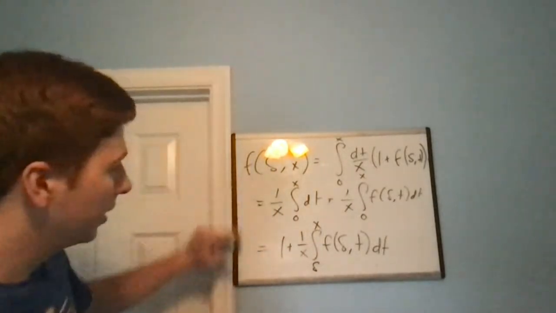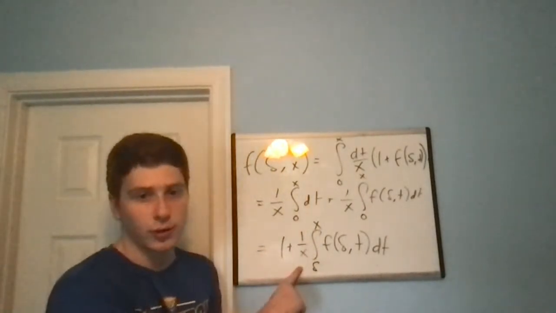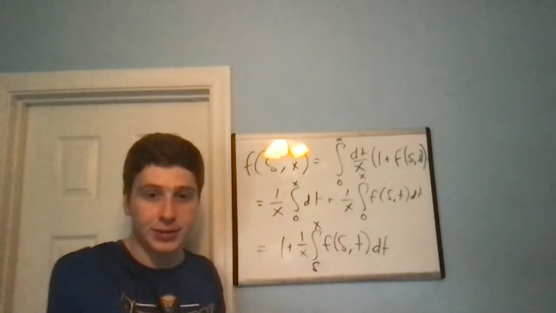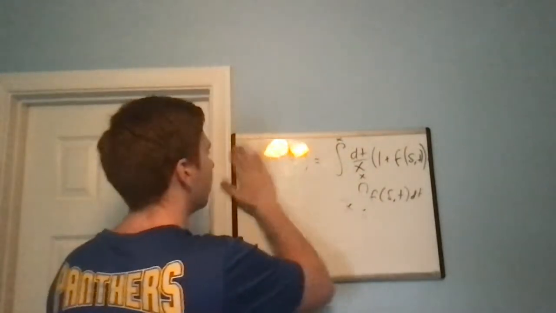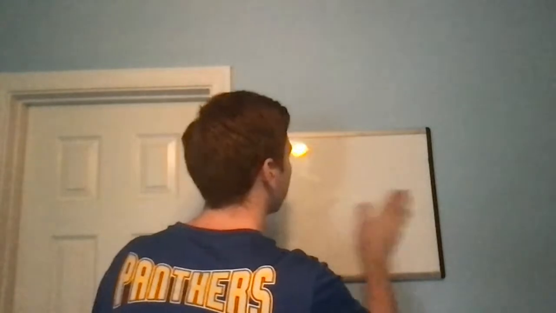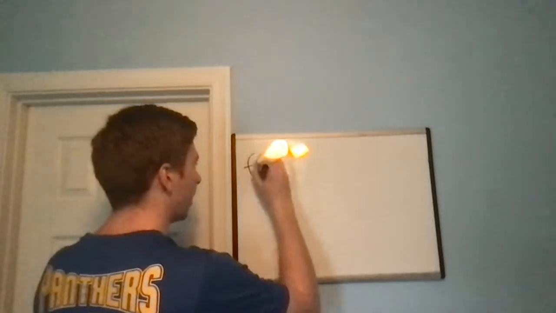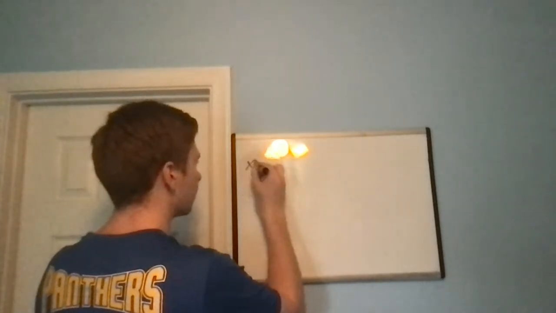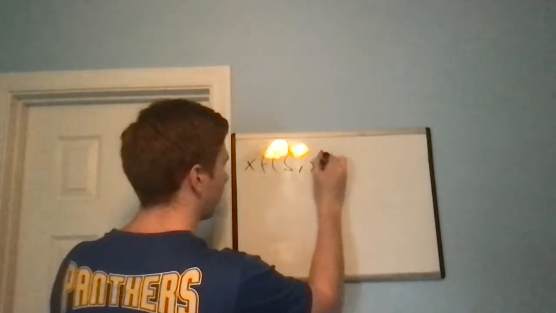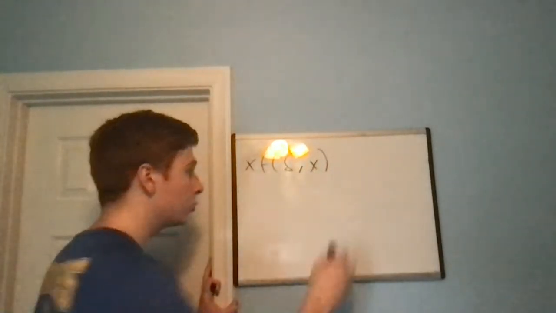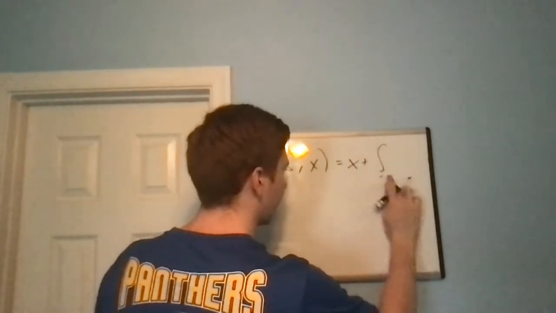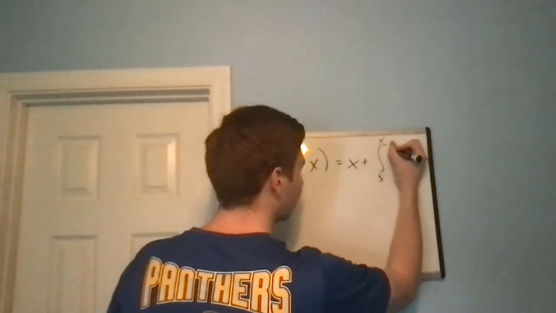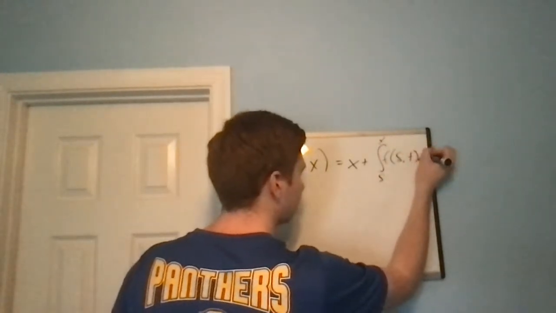Now what we're gonna do is the same thing as before. We don't like this 1 over x being on the integral. We're gonna multiply everything by x to isolate the integral. So what we get is x f of delta comma x is equal to x plus the integral from delta to x of f of delta comma t dt.